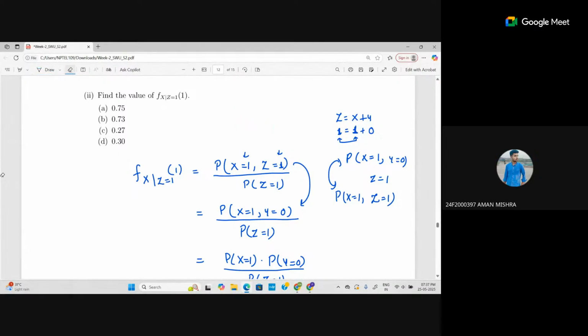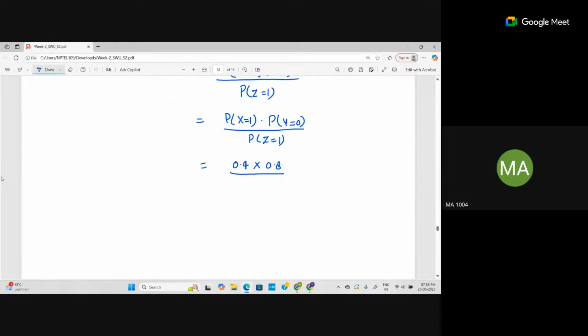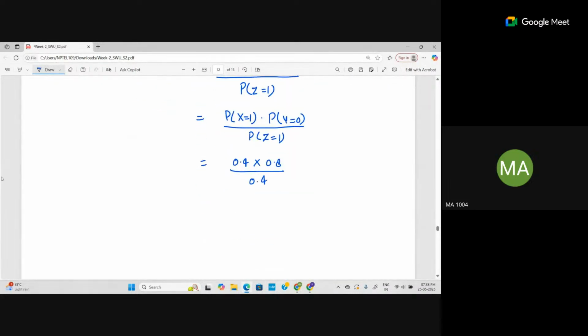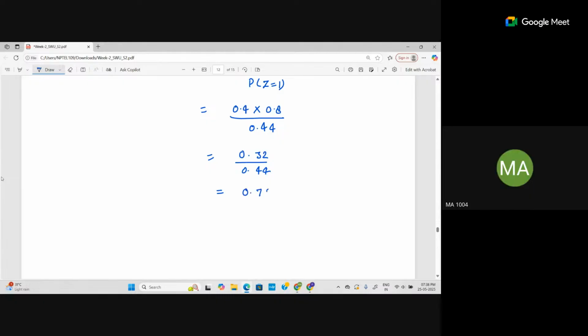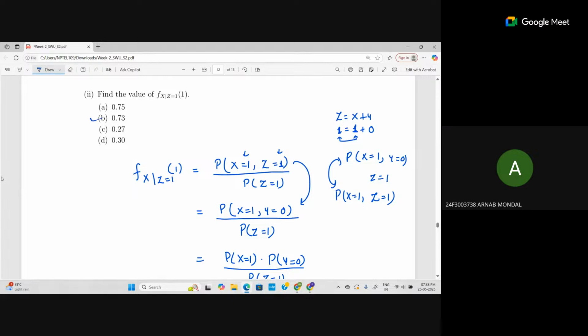If you have solved week 1 questions, the value of Z equal to 1 we have already calculated. It is 0.44. Now find this value. It will be 0.727 something, which rounds up to 0.73. Okay, so 0.73, option number B will be correct. Is it clear to everyone now?